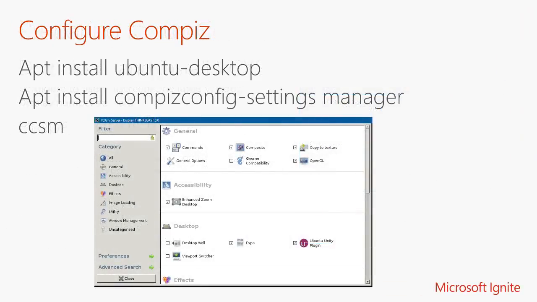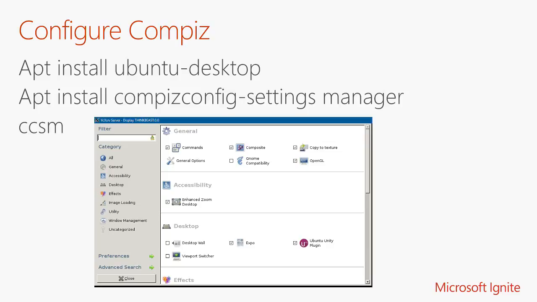Okay, so configuring compiz. This is important, and this you will want to pull the slides for. There's a whole lot of options. So once you install, you need to go and install the Ubuntu desktop. So apt-get install ubuntu-desktop, apt-get install compizconfig-settings-manager. And before you run Ubuntu desktop, run ccsm, and that'll bring up this dialog here.